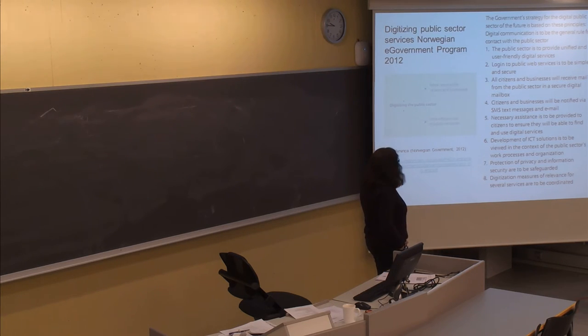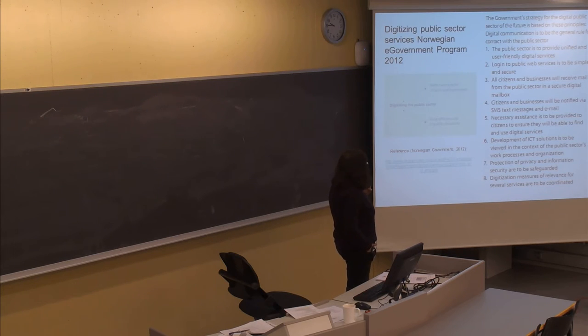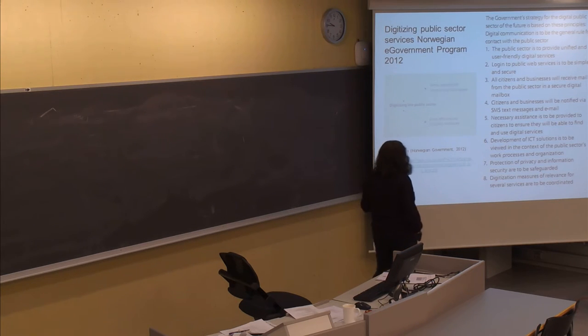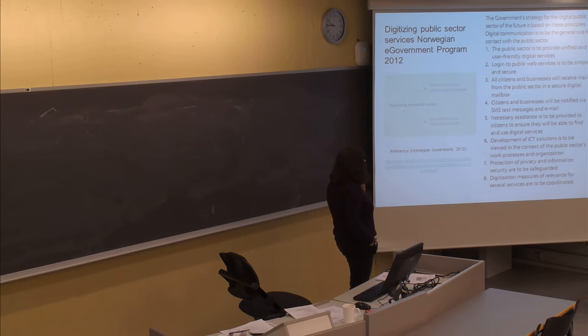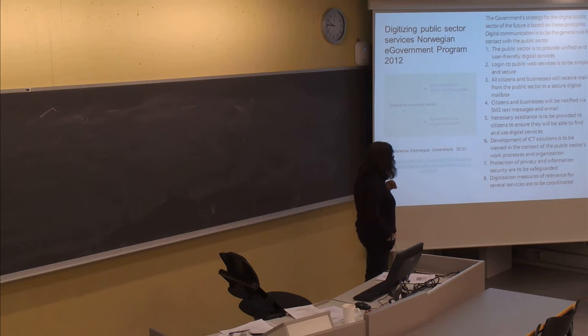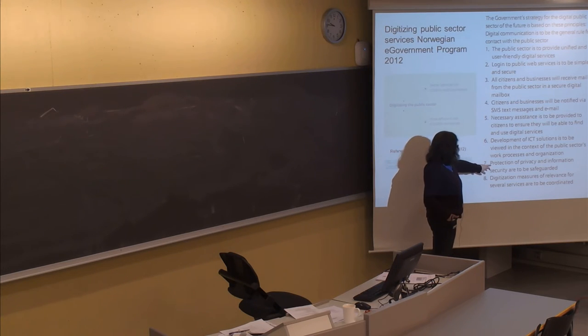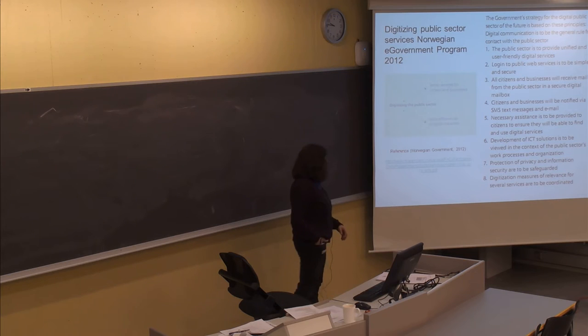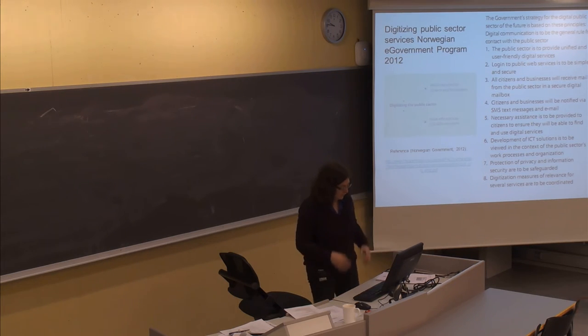And the way that you do this is you would need to have a simple and secure login for citizens and for businesses, and secure digital mailboxes. The citizens should be notified by SMS or text messages and email. You should be able to get assistance for citizens and even digital services. Development of ICT solutions is to be viewed in the context of the public sector work processes and organizations. So the government has social work processes, for instance, protection of privacy information and digitization measures, and several services to be coordinated, so an integration of services.